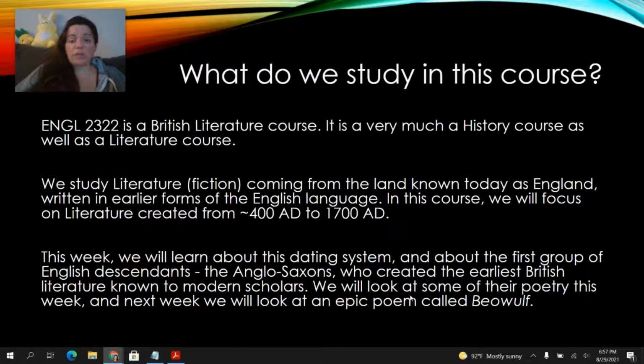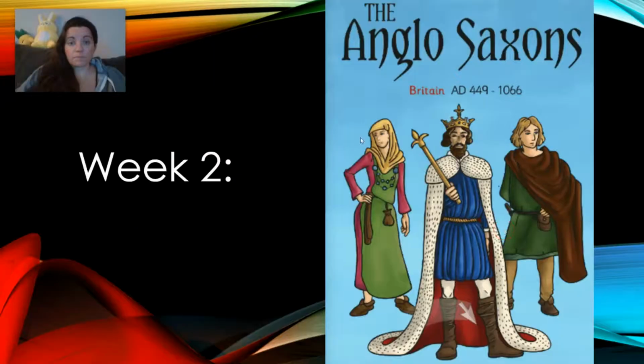And next week, we're going to be looking at an epic poem called Beowulf, called an epic because it is so big, but also because of the type of context that it covers. It's a poem. It's written in poetry format, but it's actually a full-length story, one of the earliest pieces of fantasy fiction that we are aware of in existence today. And we'll be talking about that next week. So we'll be looking this week at the Anglo-Saxons. You can see the date here, about 449 to 1066 AD.